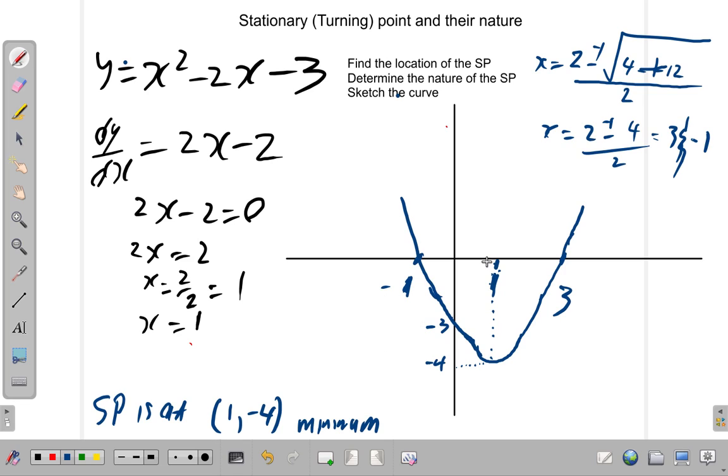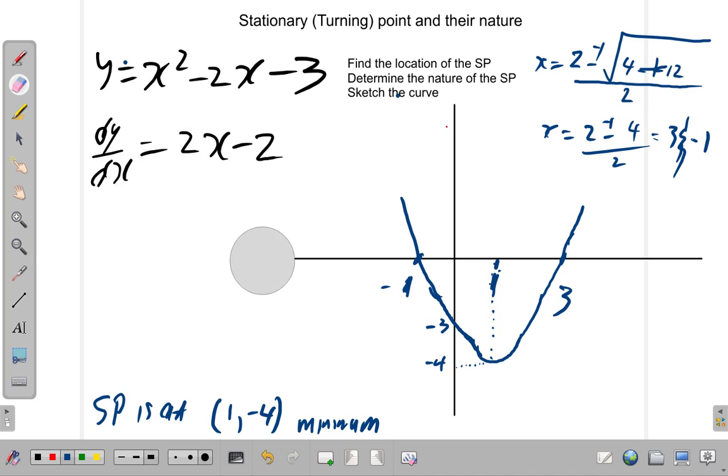Now, what we did to find the nature of the minimum point was to find out what the value of y is to the left of the stationary point and to the right, and we saw that both of them were higher, so it must be a minimum. Let's look at another way to find the nature of this minimum point.